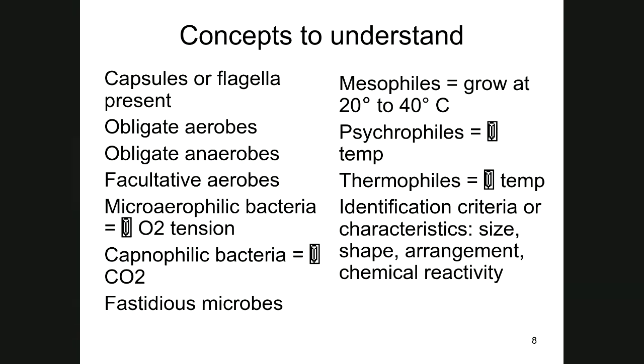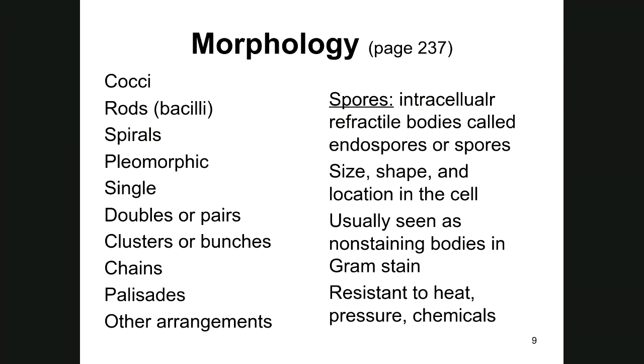When you look at identification of bacteria, you look for the criteria of the size of them, the shape, the arrangement, and the chemical reactivity. So all of those are very important. Match this up to the textbook as you look at it. When we talk about the morphology of bacteria, okay, we have three basic shapes, which are cocci, basically round circles. We have rods, or they're called bacilli. They're more of a rectangle.